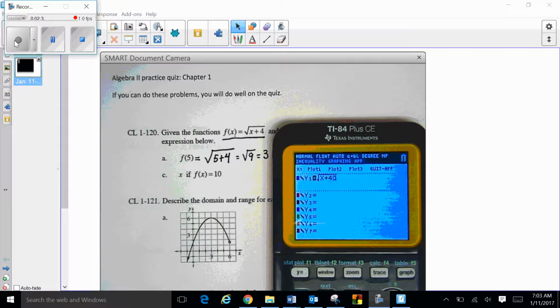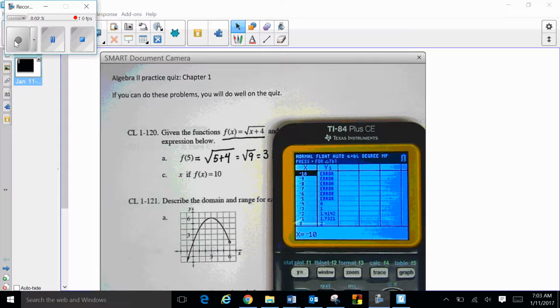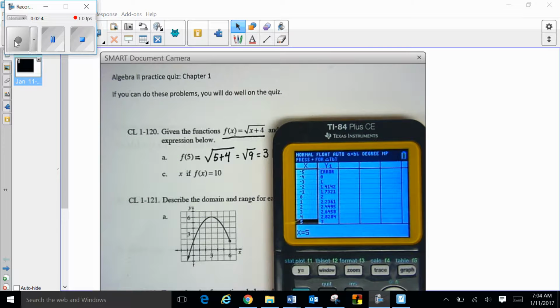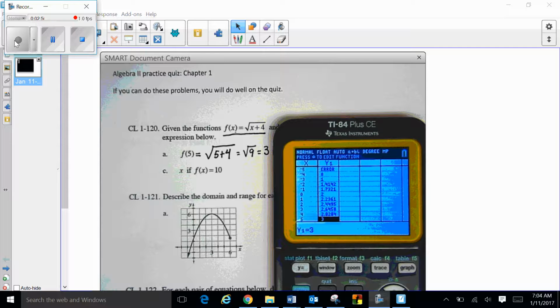And once we've got that in, then we go to the table, so second table. And if we want to find f of 5, we're going to scroll down to where x is 5, just like before we substituted 5 for x. Notice that when I get down to the line where x is 5, my answer is 3, same as I got by doing it with algebra.